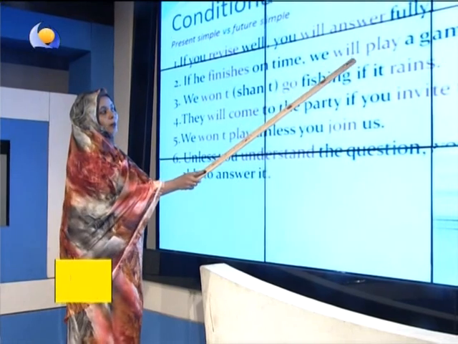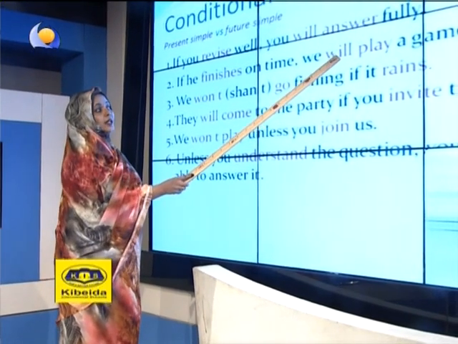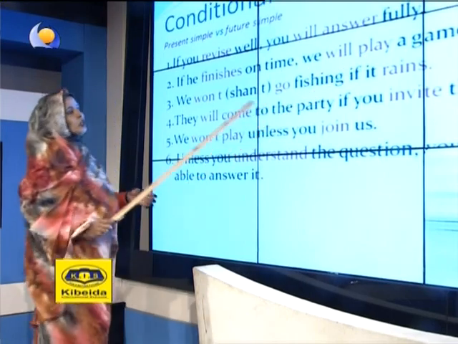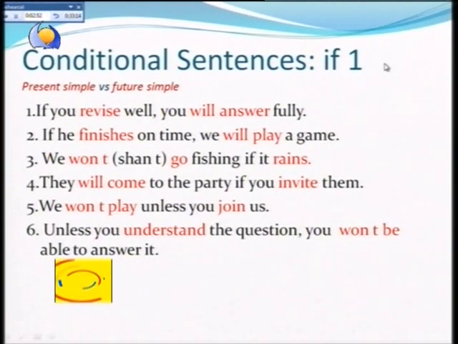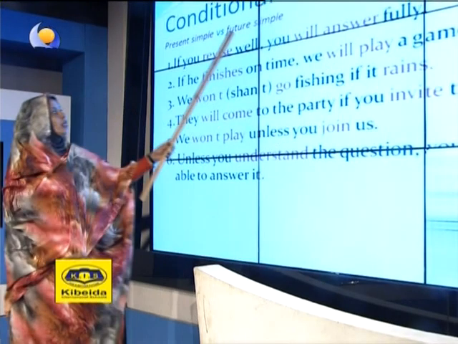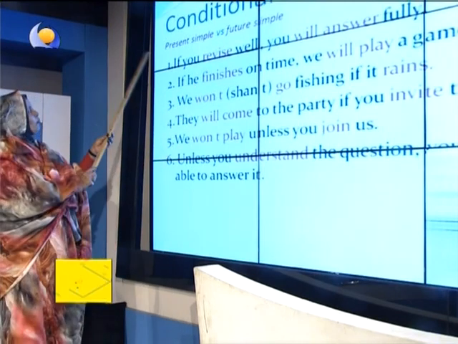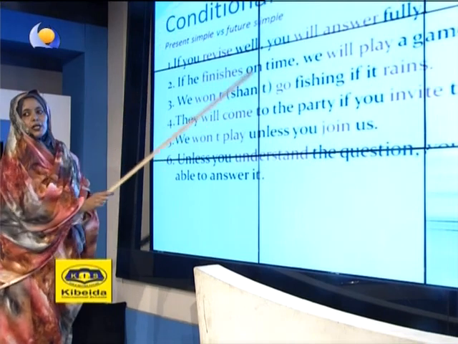So you complete the other part, which we call the main clause, with future simple. The if clause has a verb finishes with an S, so it is in the present simple. The main clause has will play, which is future simple. Very easy and straightforward. Present simple with future simple.